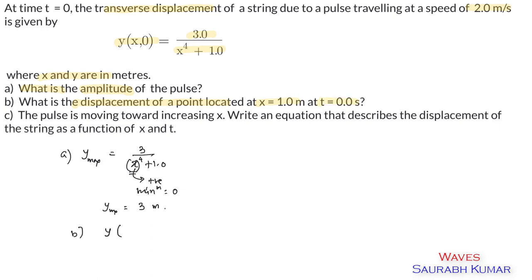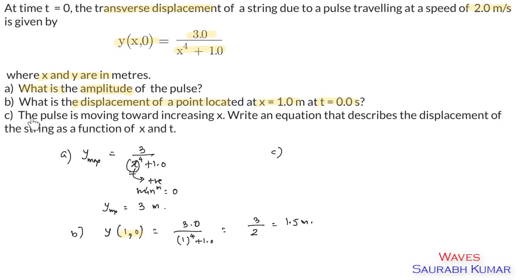Part B, what is displacement of point located at x equal to 1 and t equal to 0? So x is 1, t is 0. So 3.0 by x is 1, so 1 to the power 4 plus 1. So 3 by 1 plus 1 is 2 equal to 1.5 meter.